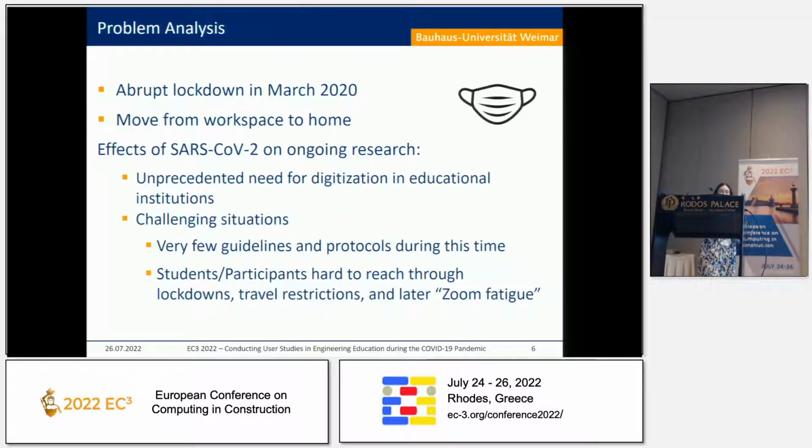And the students were very hard to reach at that time, and many of them moved back to their homes, and it was a very stressful time also for them with travel restrictions and later on with Zoom fatigue.